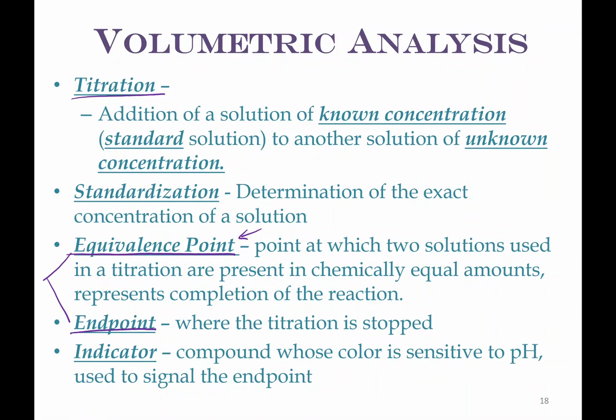So the indicator is what I use. The indicator is usually a weak acid or a weak base. If we're using a weak acid, the weak acid would be a different color than its conjugate base. And if we're using a weak base, the weak base would be a different color than its conjugate acid. So we have these pairs that work together and are color sensitive to pH. And pH is going to signal the endpoint. We're going to look at that by noticing the color change.